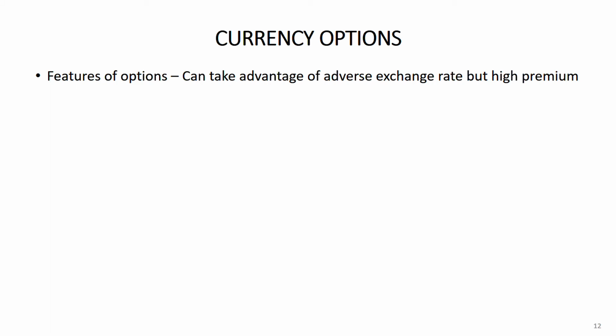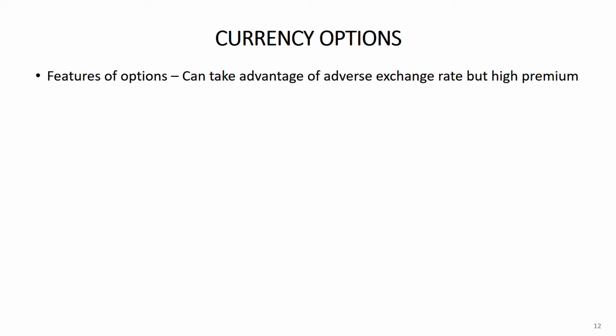Features of options. What are the features of options? One great thing about option is the only hedging technique which can take advantage of adverse exchange rate movement also. It can protect itself from adverse exchange rate movements, and also it can take the benefit of favorable exchange rate movements. Only option can do that. Other hedging techniques, you can only protect yourself from a rise or increase, but you cannot take the benefit of favorable exchange rate movements. But in options it is there.